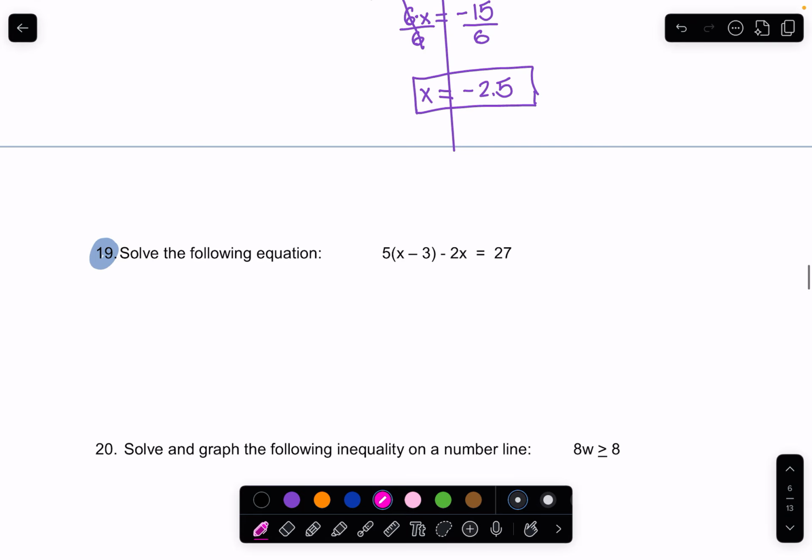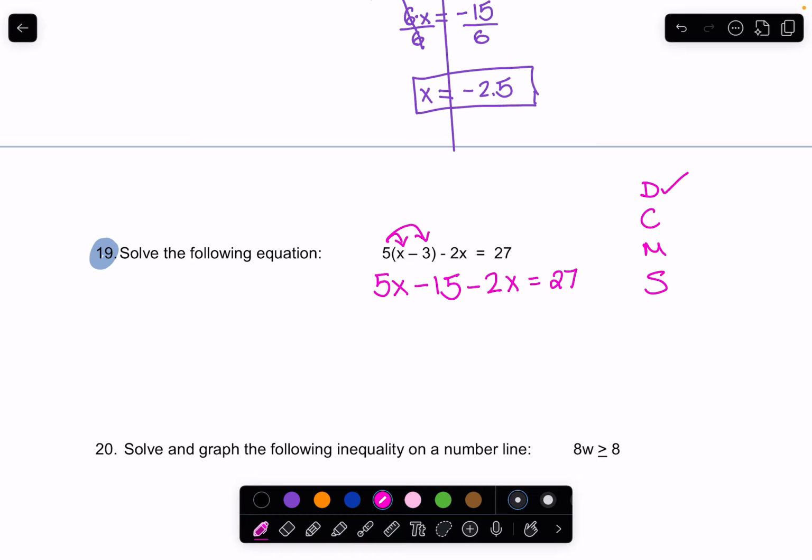Number 19 is another equation problem. So I'm going to write my checklist. So first, distribution, distribute anything that you can. The 5 is outside of the parentheses. We are only distributing the 5 to the two things inside of the parentheses. 5 does not get distributed to the negative 2x because it is not inside of the parentheses. So I'm going to do 5 times x, which gives me 5x. And 5 times negative 3, it's negative 15. And I rewrite everything that I have not touched yet.